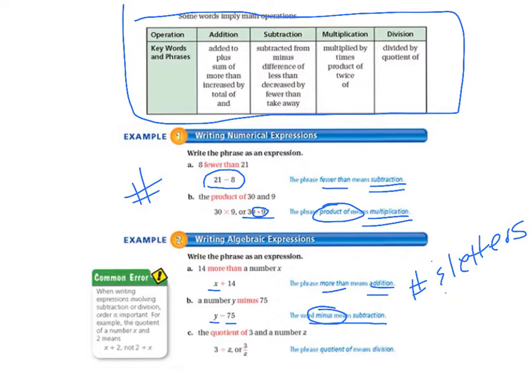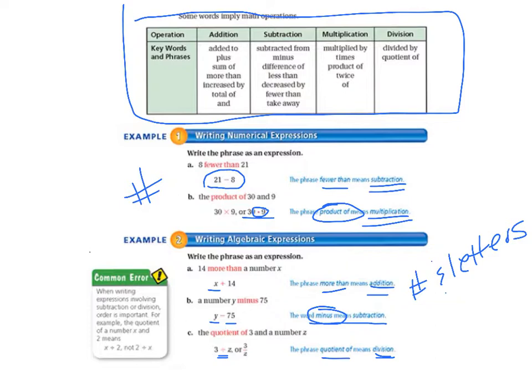Letter C says the quotient of 3 and a number z. So 3 divided by z, or 3 over z. So the phrase quotient of means division.